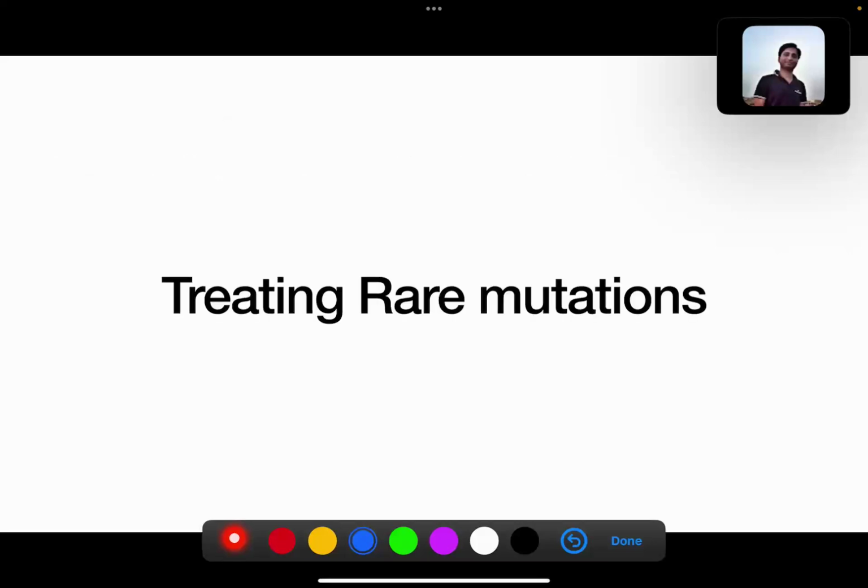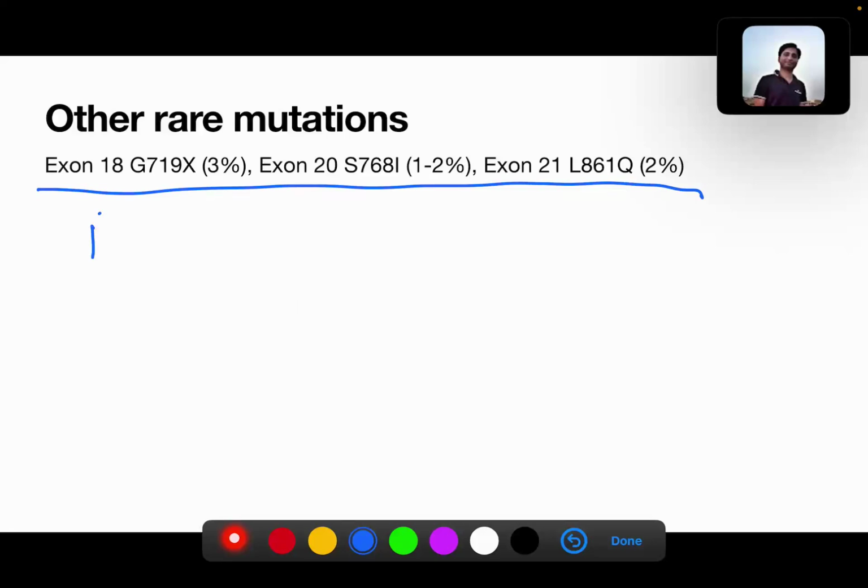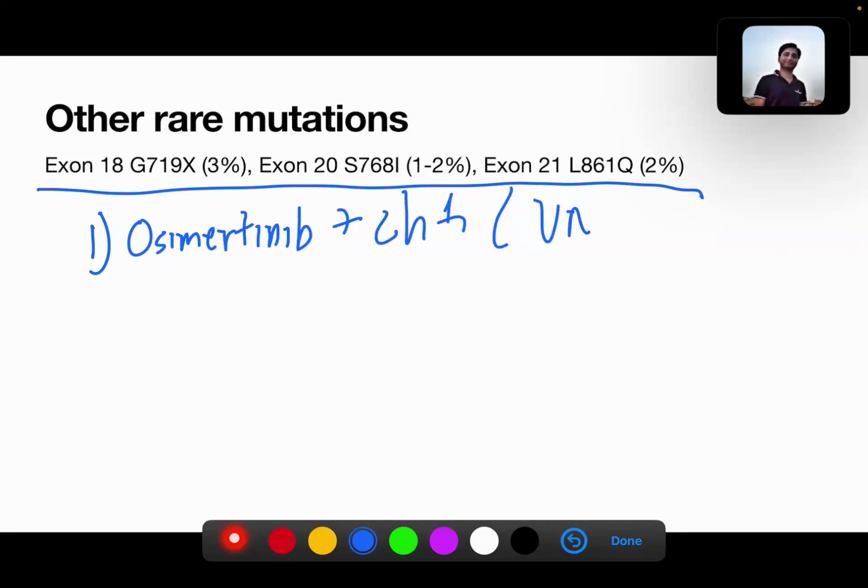What about treating rare mutations? So these are the rare mutations that we spoke about earlier that we come across every now and then. These can be treated with, so some of the agents used are osimertinib plus chemo based on the UNICORN trial. This is a phase 2 trial.